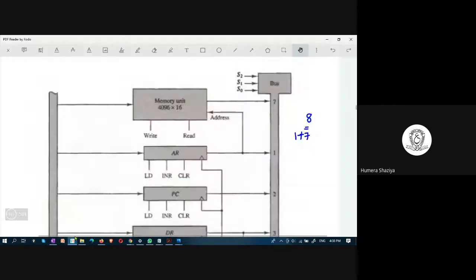So here we are constructing the bus using a multiplexer. When you have 8 inputs, how many selection lines should you have? 3, ma'am. Why 3? 2 power 3 is equal to 8. Right, very good. So when you get the 0, 0, 0 combination, the first input will be selected.